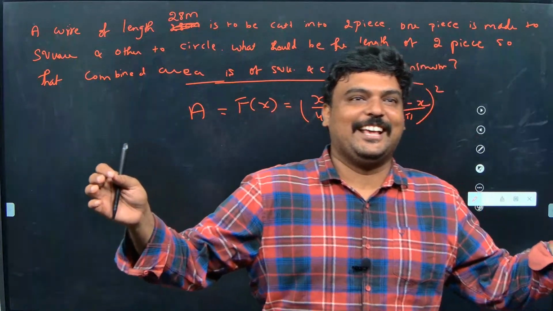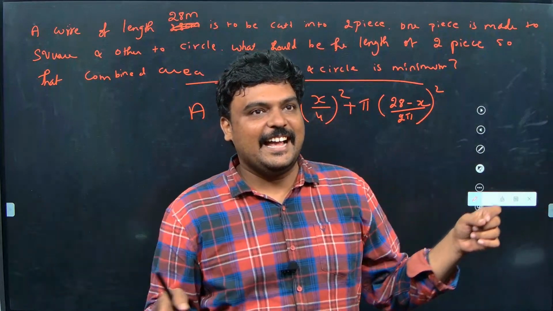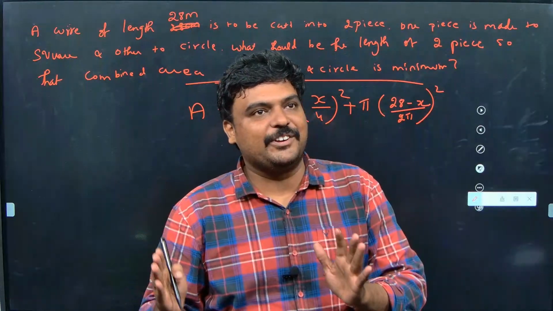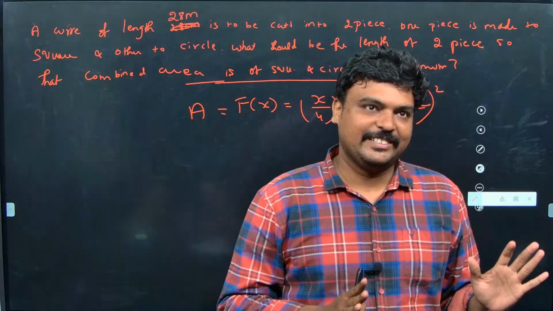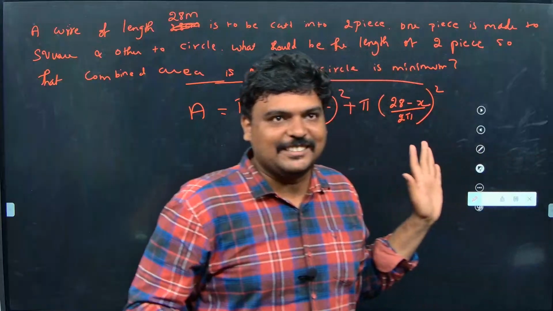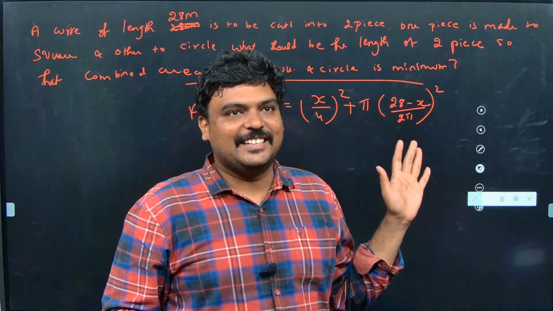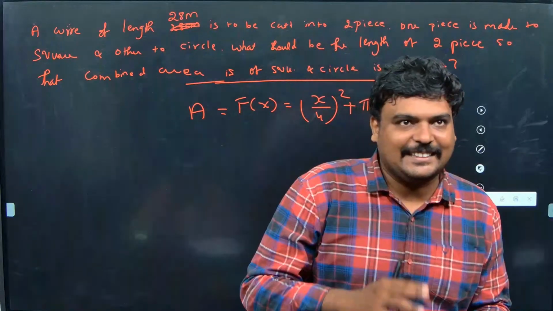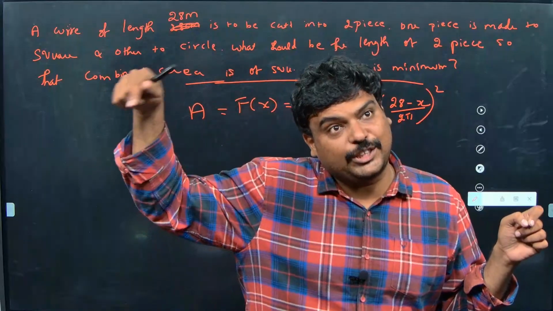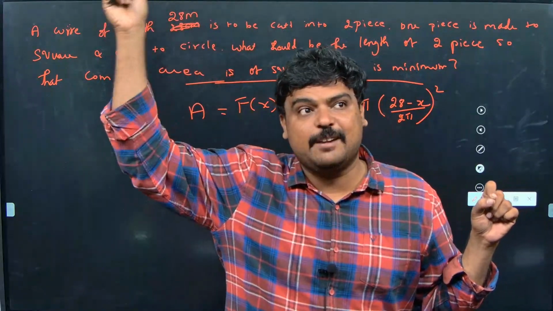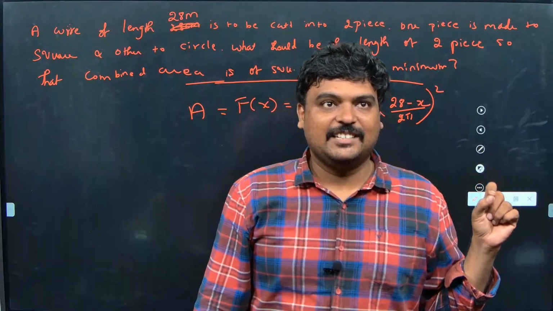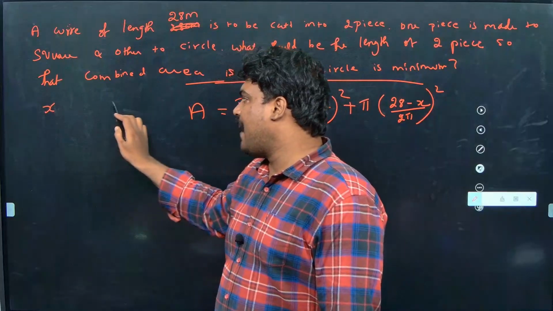28 மீட்டர் லாங் ஒயர் ஒன்று எடுத்துக்கிறேன்டா. அதில் ஏதோ ஒரு இடத்துல கட் பண்ணணும். கட் பண்ணிவிட்டு ஒரு பார்ட்டை வச்சு ஸ்கொயர் பண்ணணும், இன்னொரு பார்ட்டை வச்சு சர்க்கிள் பண்ணணும். அப்படி பண்ணும் போது எனக்கு மினிமம் ஏரியா வேணும். அதுதான் கொஸ்டின். நான் x என்ற இடத்துல கட் பண்ணுறேன்னு வை. அப்போ ஒரு பார்ட் x, இன்னொரு பார்ட் மொத்த ஒயர்லேருந்து x கட் ஆனதுனால 28 minus x இருக்குமா?